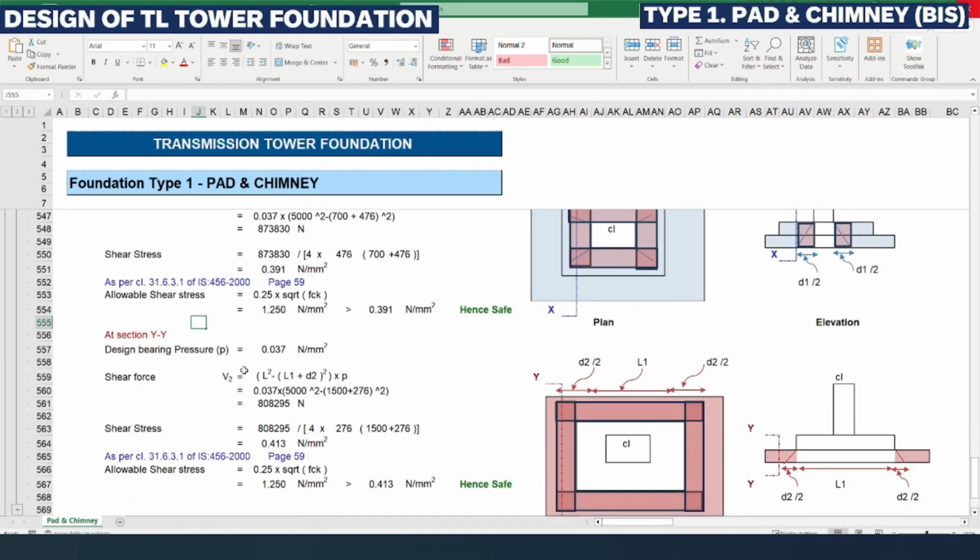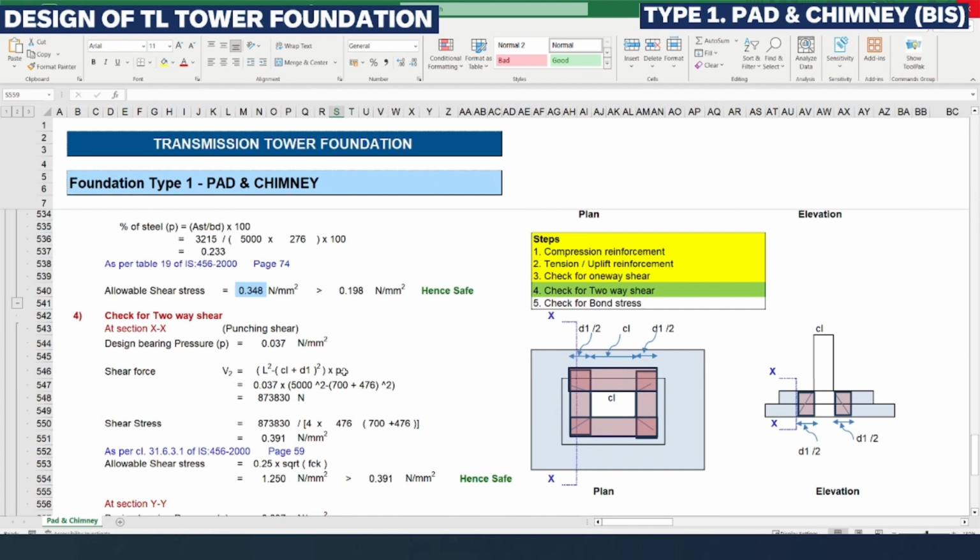Check for two-way shear. So first, we will understand what a two-way shear is. On the right-hand side you can see the plan and elevation of the same. Two-way shear will act around the column circumferential area. That distance will be D, the effective depth from the column face. So this area is subject to two-way shear.